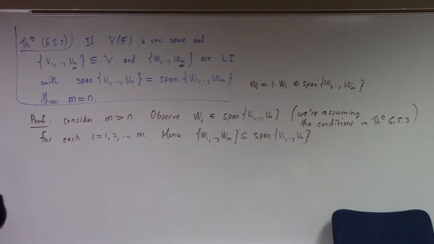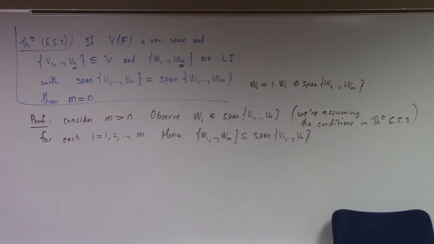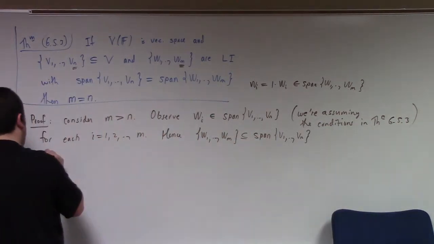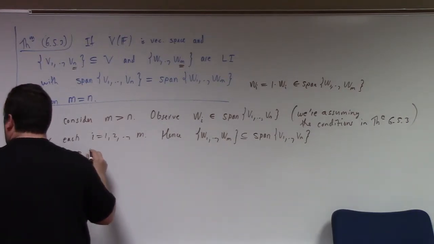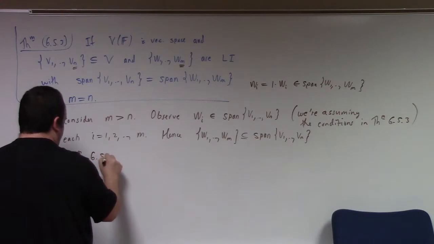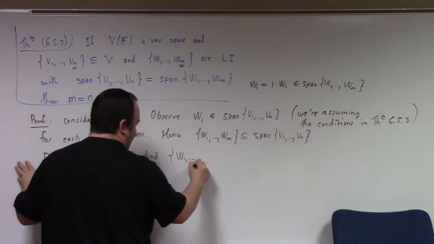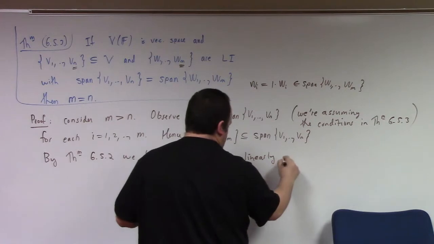Right? But what's that say? We have a subset with more than n vectors inside the span. What does that imply about the set containing the W's? By theorem, this one that I have improved, 6.5.2, we find what? This set, W1 through Wm, is linearly dependent.